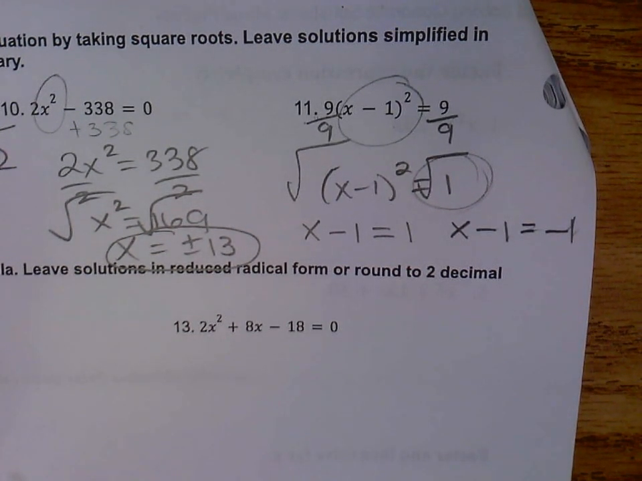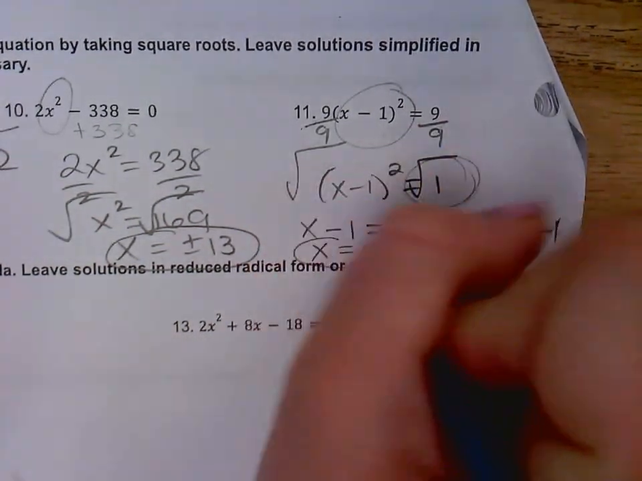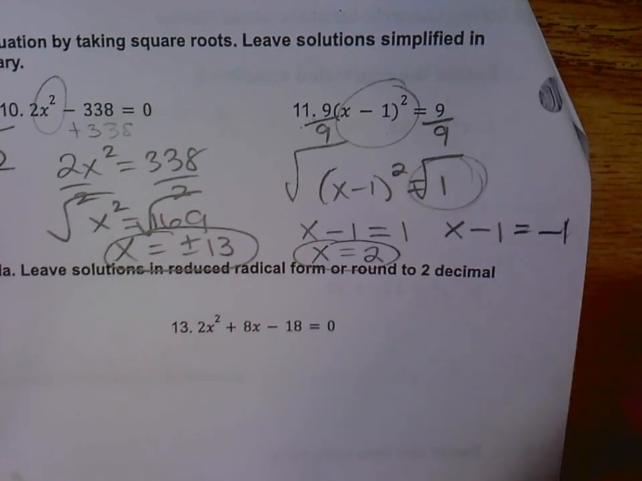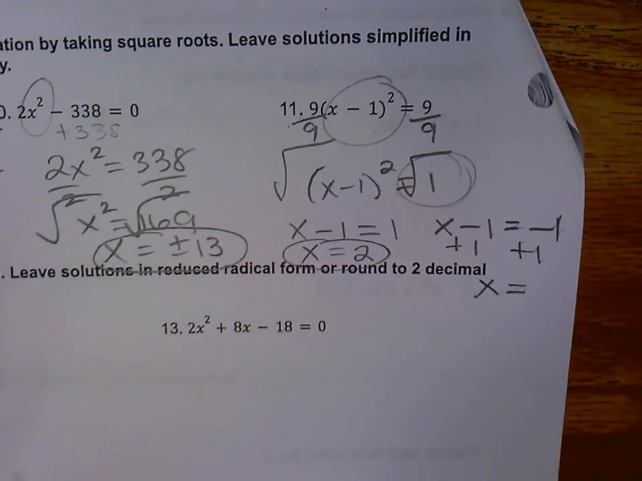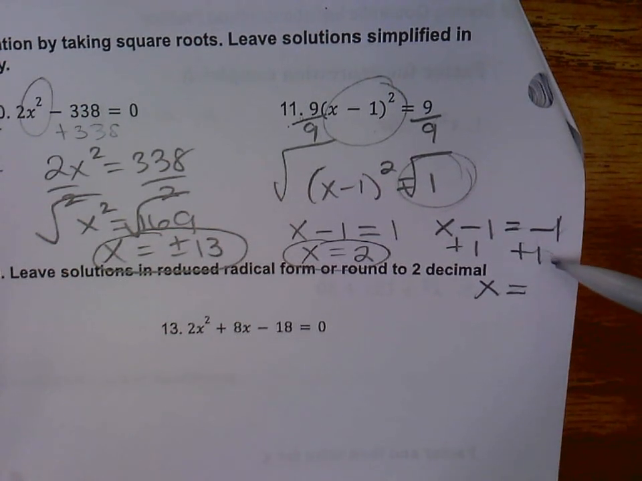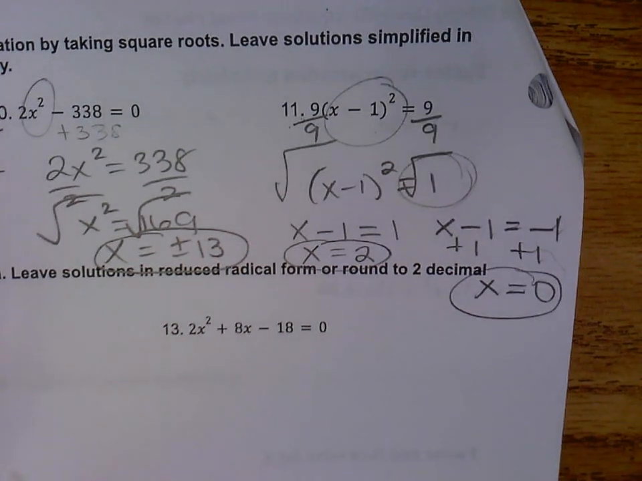So instead of writing plus or minus 1, sometimes it's helpful to write out two separate equations, because then you can add 1 to solve for x in both of those equations. So this one, x would equal positive 2 as one of your answers. And in this one, what would x equal? So I'm taking negative 1, but then I'm adding 1 to the other side, right? So x would equal 0. So 2 or 0.